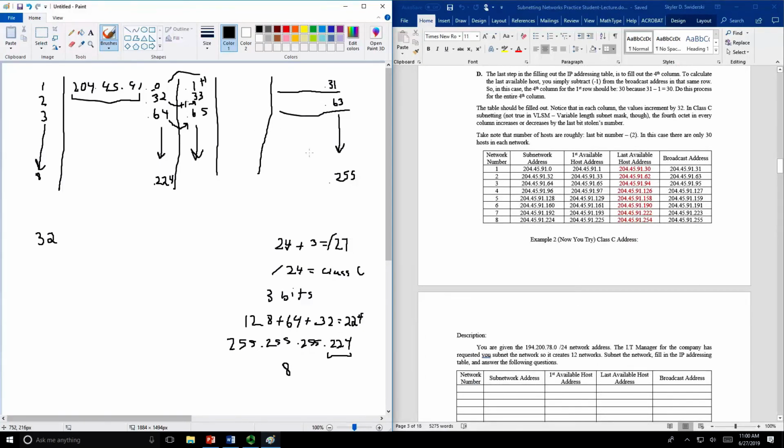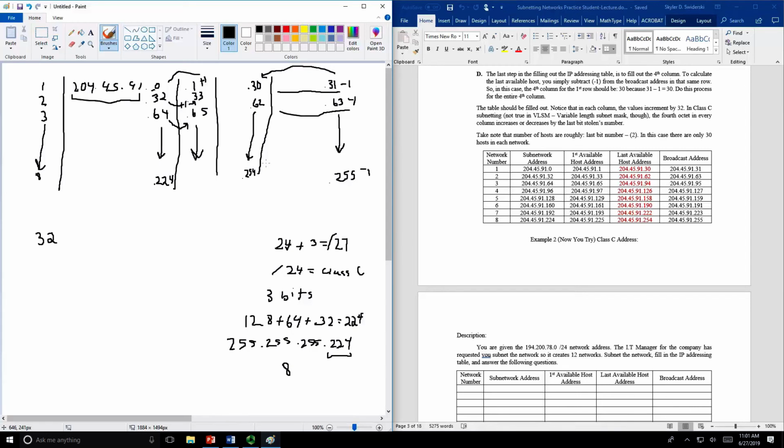In the fourth column, the last available host address, this is very simple. We simply subtract 1 from the fourth octet number, and that will be our last available one. So in this case, our last available host address for the first subnetwork would be .30. And the second one will be .62. And in the last row, it will be .254. Fill out the rest of the column accordingly.